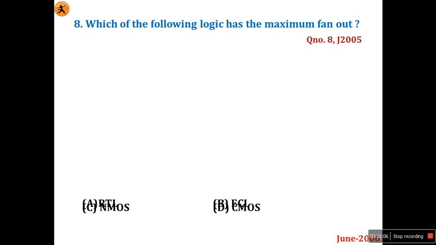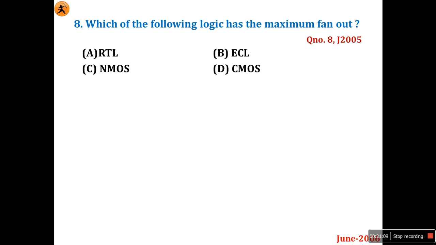Okay, now come to the 8th question. Which of the following logic has maximum fan out? It's a definite question in almost all exams. Just look at this, question number 8, June 2005. The same question was asked and it repeats the next year. So maximum fan out is CMOS. I have explained in detail in the June 2005 question part 1 video, so please go through it. Those who are new visitors, and those who have already seen my videos can answer easily. For new visitors, just go for June 2005 part 1 and you will get question number 8, the same question.